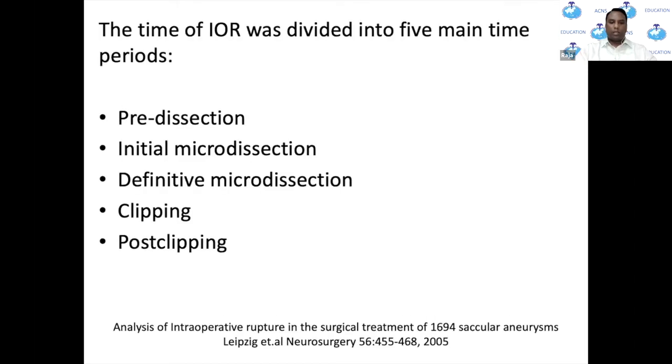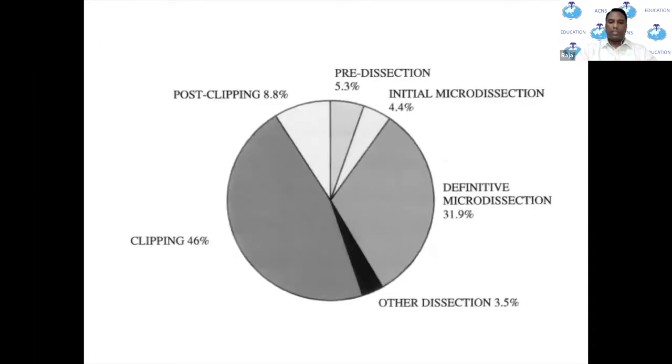Classification. Sampson and Baer classified this into pre-dissection, actual dissection, and during clipping, whereas Lipsig et al. further divided it into 5 main types: pre-dissection, initial microdissection, definitive microdissection, clipping, and post-clipping. And in their series, the rates were higher during clipping and definitive microdissection.